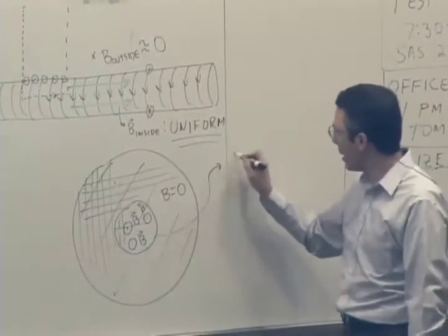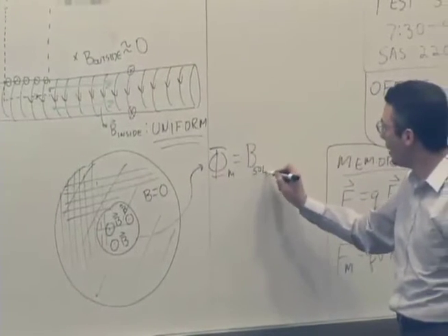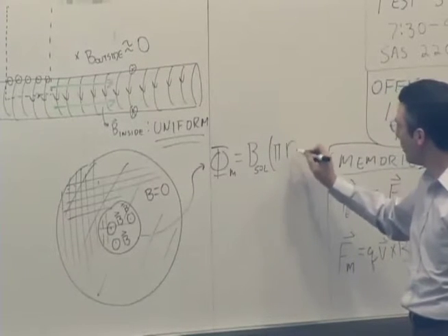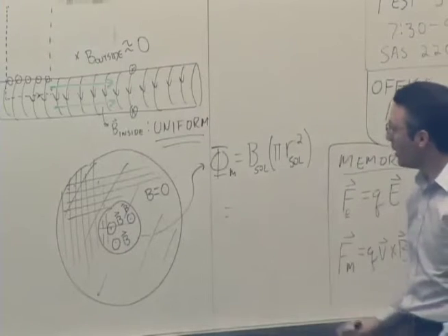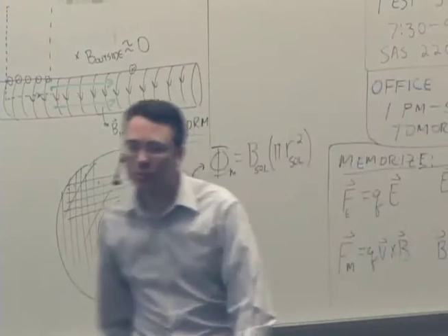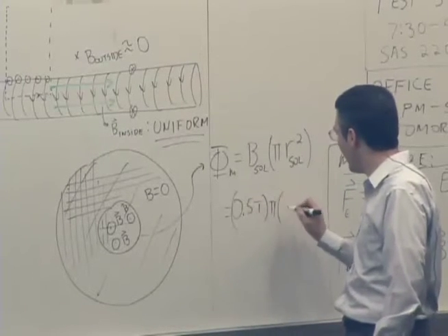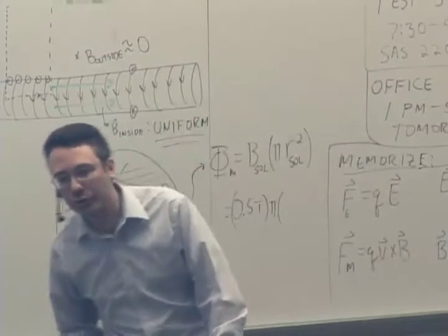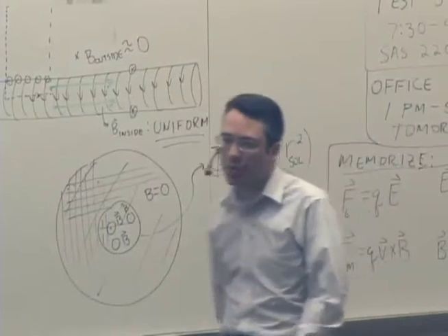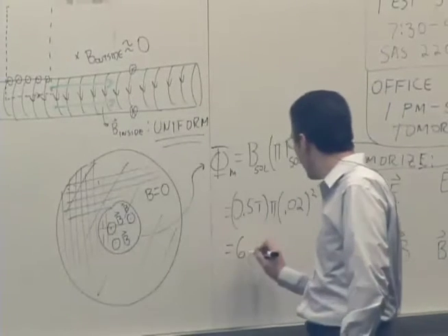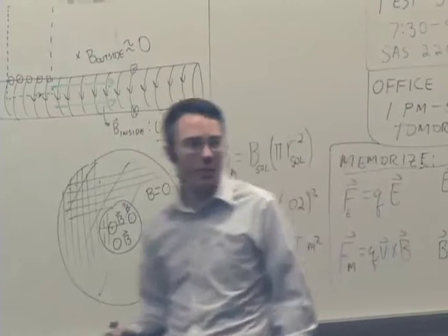So the total flux then is going to be the magnetic field of the solenoid times pi times the radius of the solenoid, not the radius of the ring, squared. And that should give you 0.5 tesla times pi times 0.02 squared, which is answer number 2, I believe, 6.3 times 10 to the minus 4 tesla meters squared. Questions there?